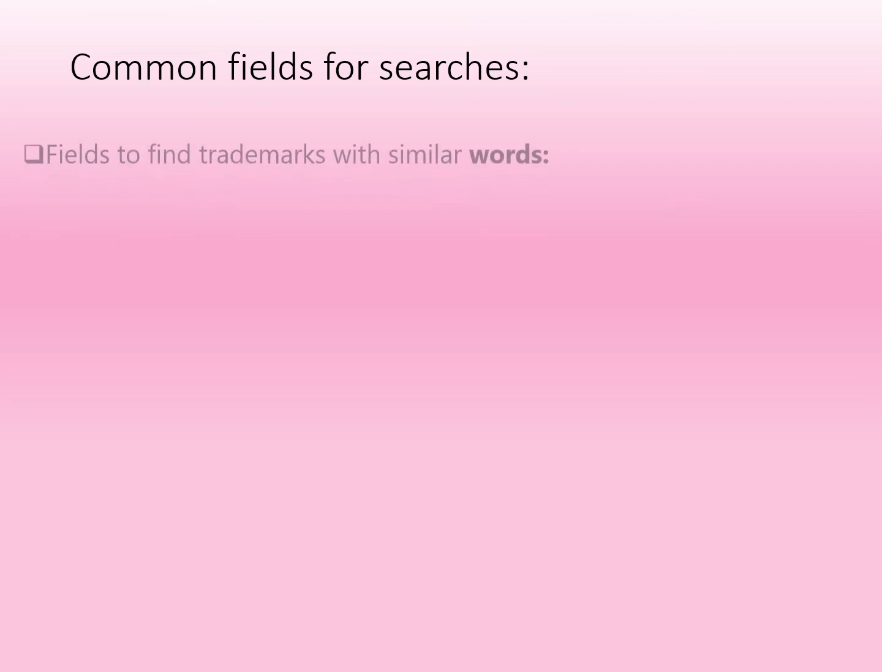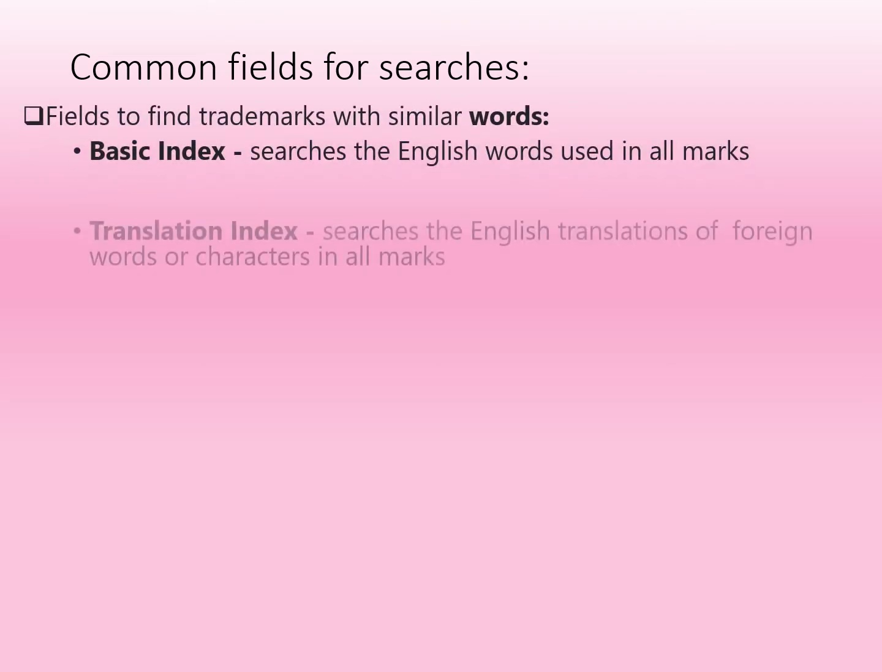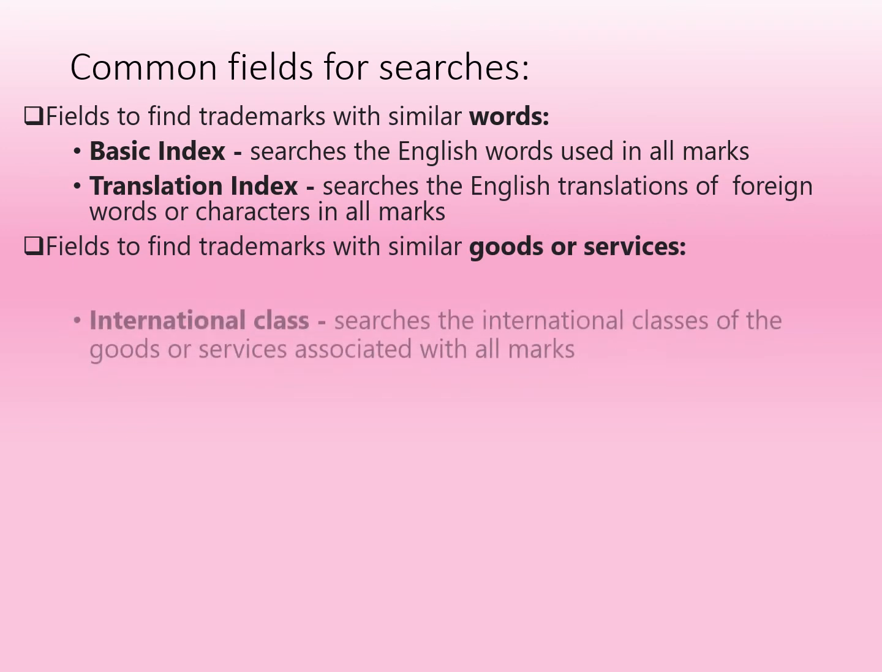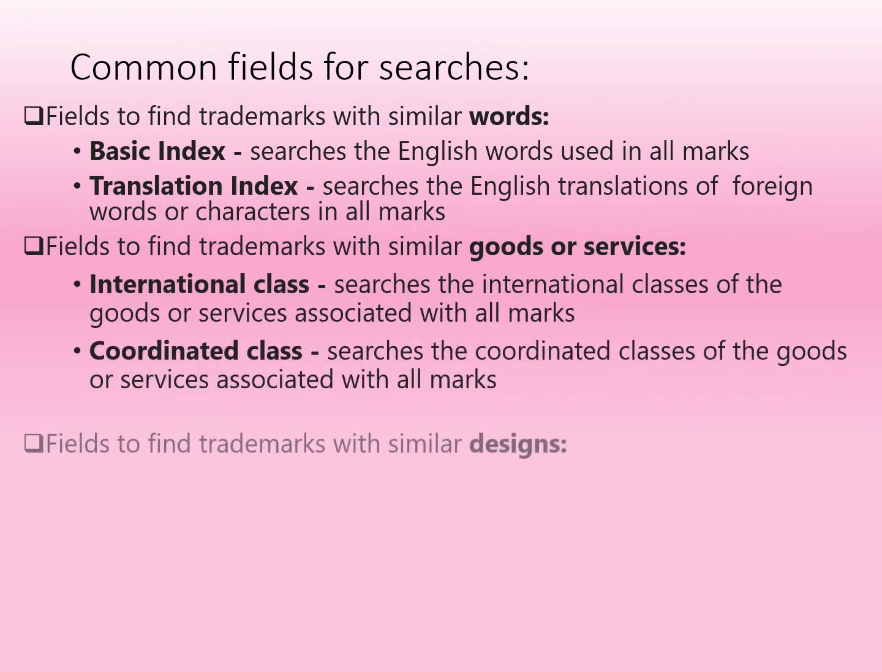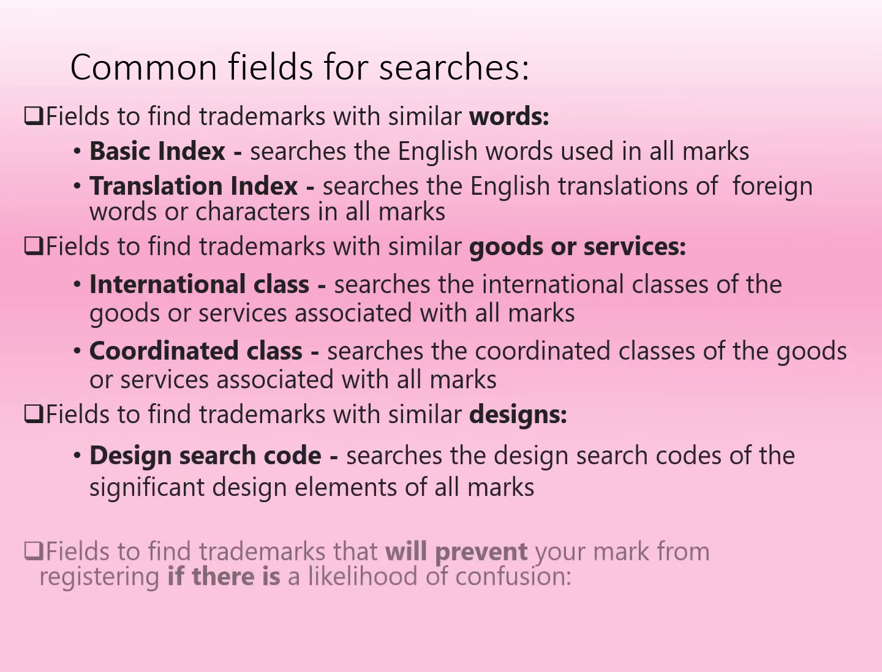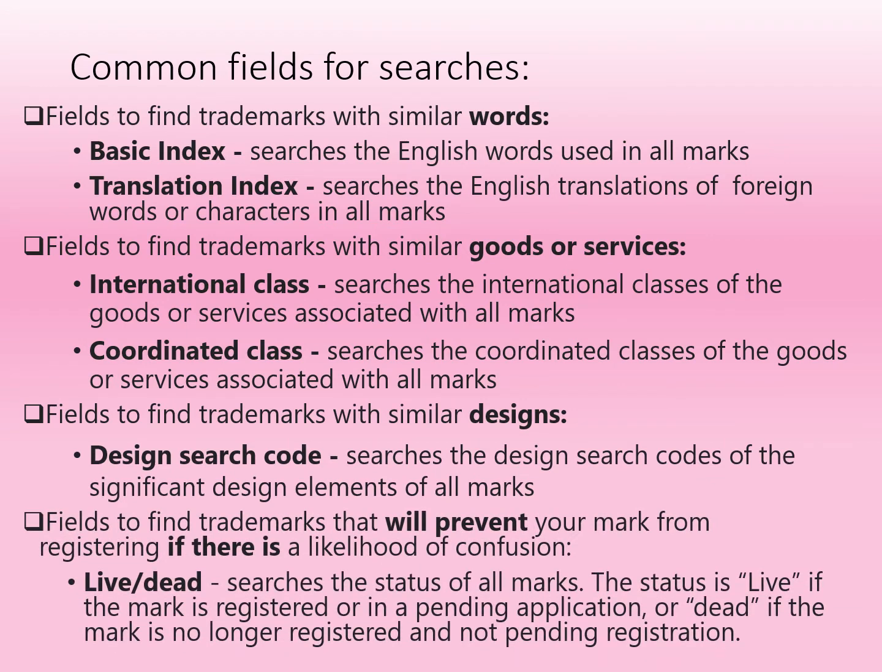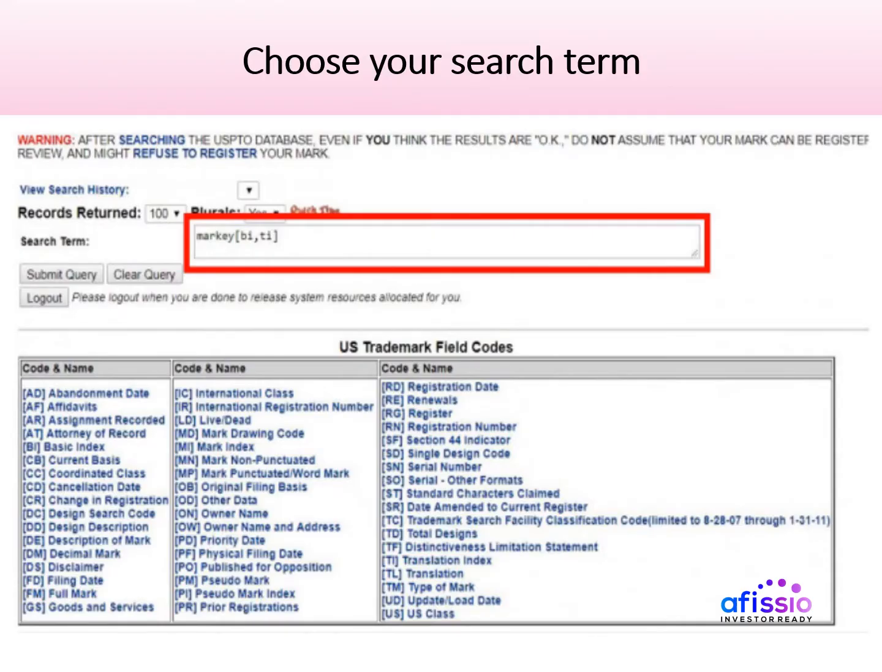Here are some more commonly used fields to use for your searches. We will use some of these terms in the example searches shown in this video. There are additional guides provided by the USPTO that will help you decide which international class in which to file and how to determine the design code if you are filing for a logo mark. Now let's choose a search term and use the fields discussed.